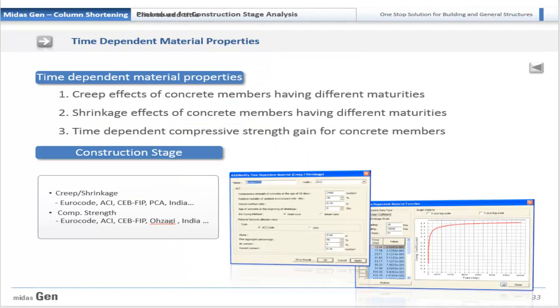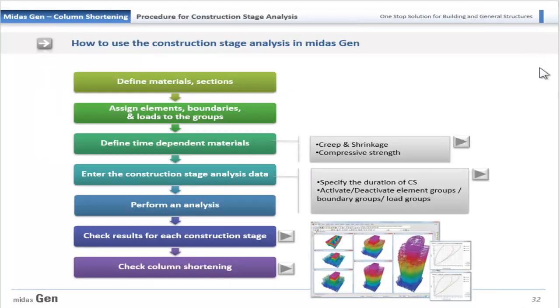The good part is these can be defined by users manually, which is required when experimental material properties are required to be defined. So let us go back to the procedure. After time-dependent properties definition, we define the construction stage analysis data. That is, the duration of stages and activation or deactivation of element, boundary and load groups in every stage. So I'll go to that page.